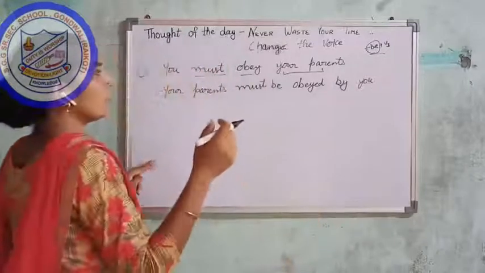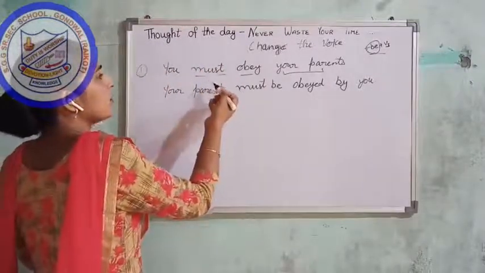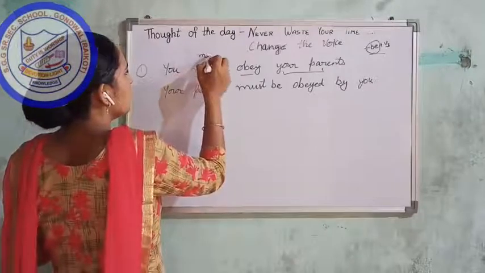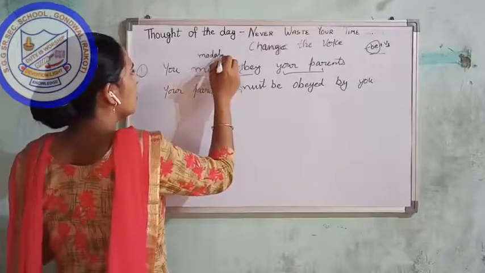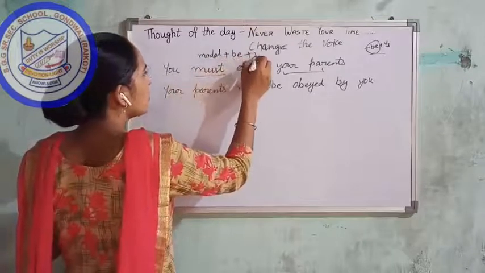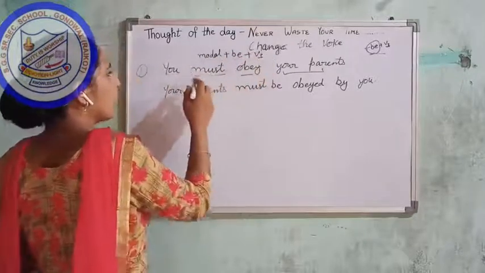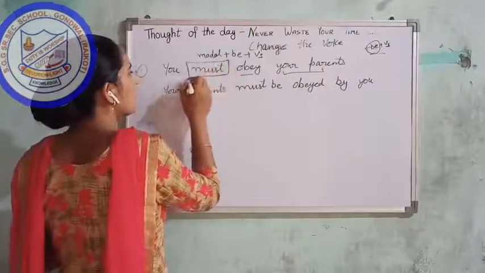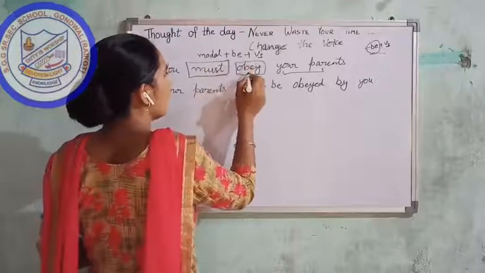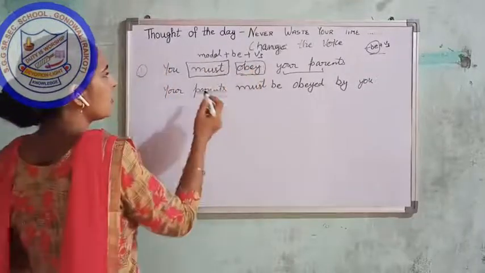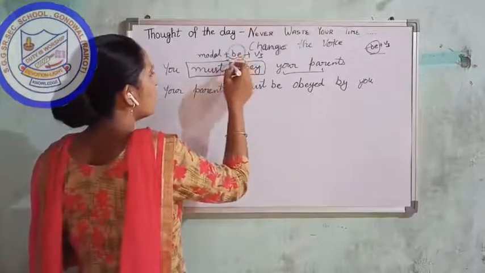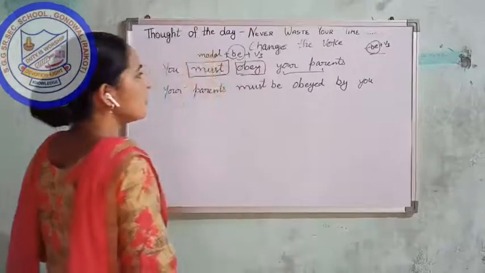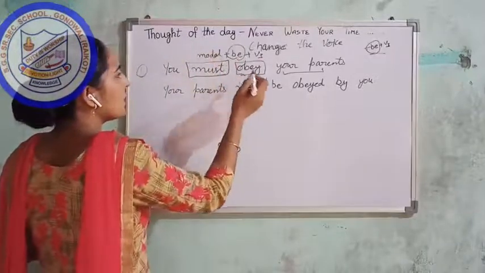What is the rule of modals related to change of voice? Modal plus be plus verb's third form. In active form, there is an auxiliary verb with the verb's first form, and in passive form we will make use of be with the modal auxiliary verb along with the verb's third form, known as past participle.